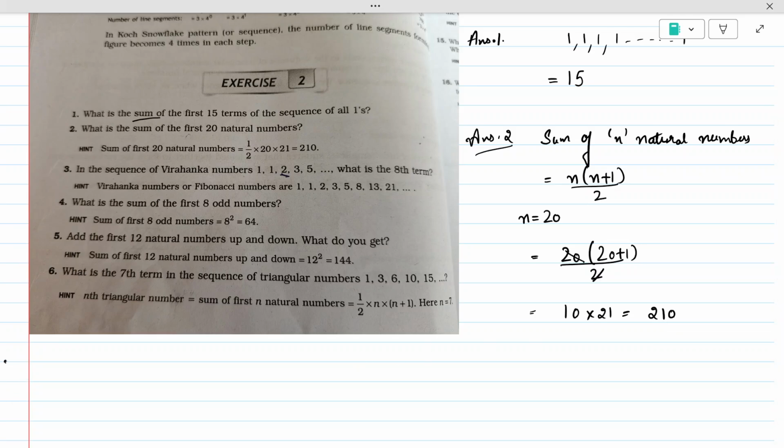Now, let's go to the next question, answer number 3. It says, in the sequence of Virahanka numbers, what is the 8th term? So we have 1, 1, 2, 3, 5. 1, 2, 3, 4, 5. We need the 6th, 7th, 8th. We need this term. So what we know is that each term is the sum of the previous two terms. So this we will get 5 plus 3, 8. And this term will be 8 plus 5, 13. This will be 8 plus 13, 21. So the answer here is 21. 21 is the eighth term. Okay. Answer is 21.